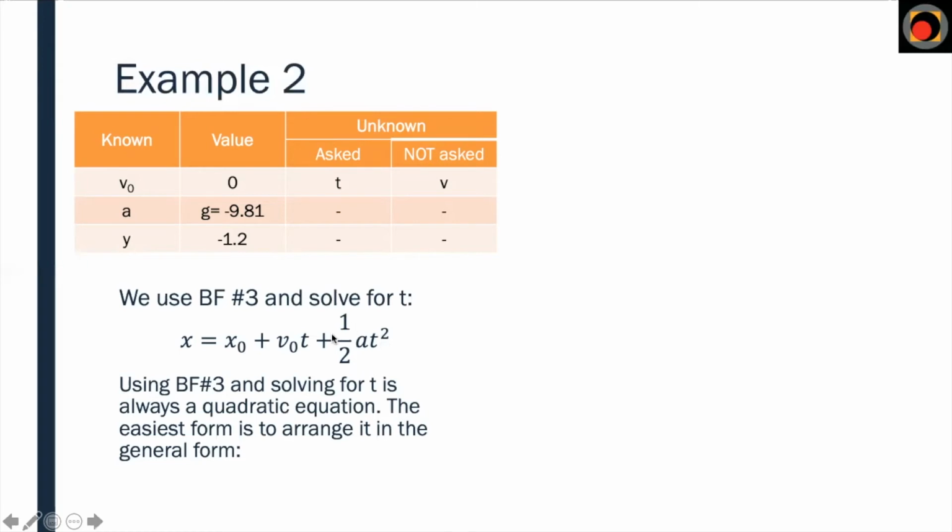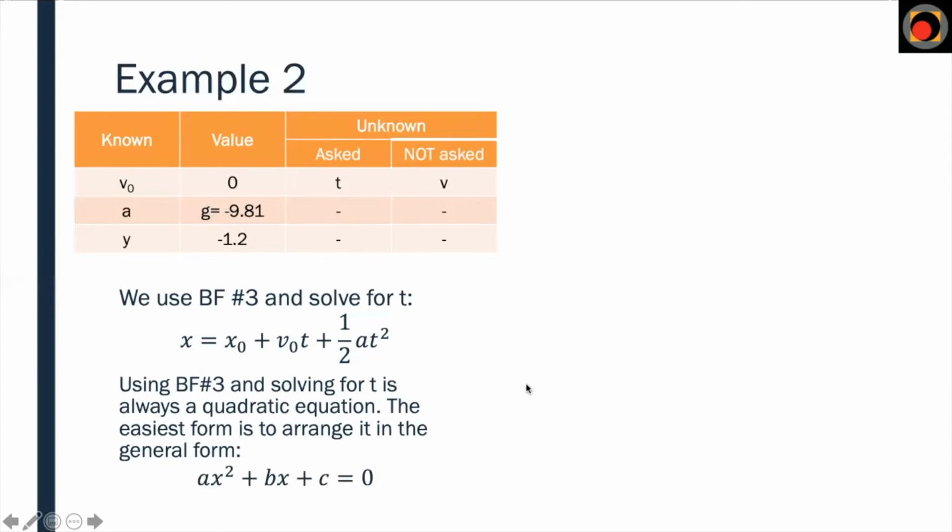Now, an important observation. If you can see, this has 2 t's: one t that doesn't have any exponent, which means it has an exponent of 1, and a t squared. Okay, this is called a quadratic equation. BF number 3 will always be a quadratic equation. Now, if you're looking for the value of the variable that is squared, that is t, we need to rearrange the formula and we need to do a lot of things. So let's start. Just keep in mind that this is always for BF number 3.